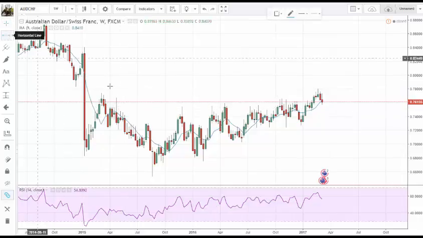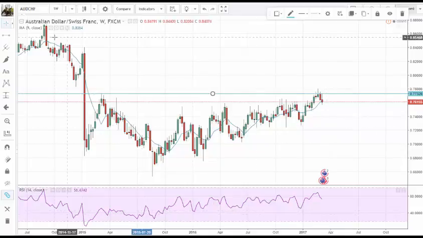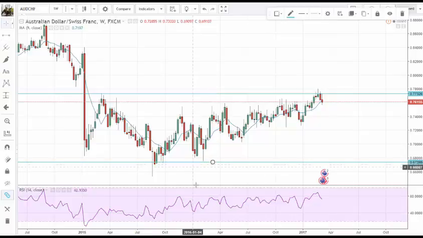So how I analyze this: this to me was the resistance zone, this to me was the support zone around here. Why is it not around here? Because I want to see some more touches of this line. Then this, of course, this is the weekly chart, by the way.